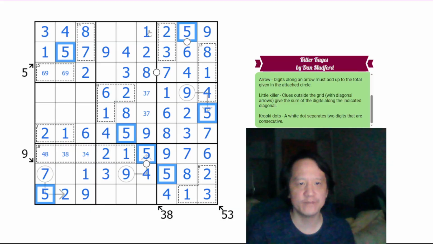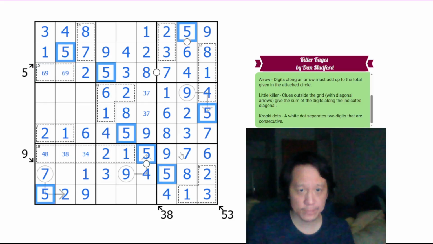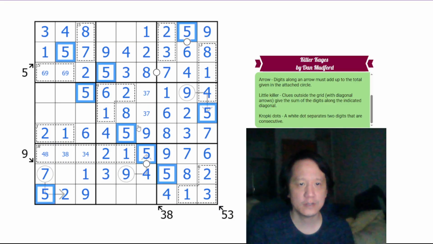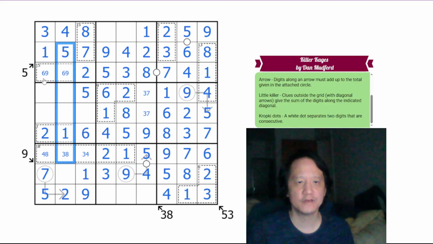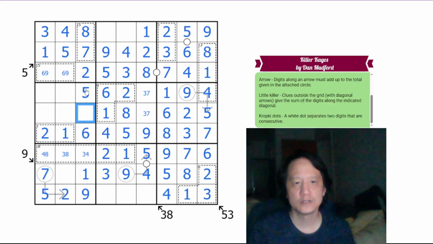Where can 5 be in row 3? It has to be here, because this is a 6 9 pair. We have 8 5s. We know where the last 5 has to be. It has to be here. Right, 1, 2, 3, 4, 5, 6, 7, 8, 9. The 5s eliminate these, and this 5 eliminates 5s there. So we have all the 5s.